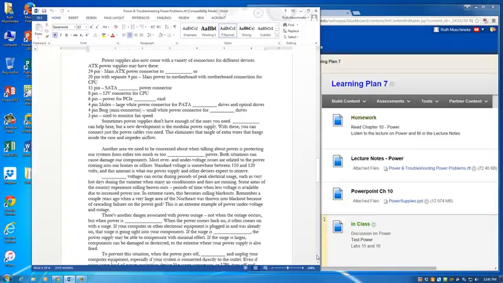Undervoltages can occur during periods of peak electrical usage, such as very hot days during the summer when many air conditioners and fans are running. Some areas of the country experience rolling brownouts, periods of time when less voltage is available due to increased power use. In extreme cases, this can become rolling blackouts.